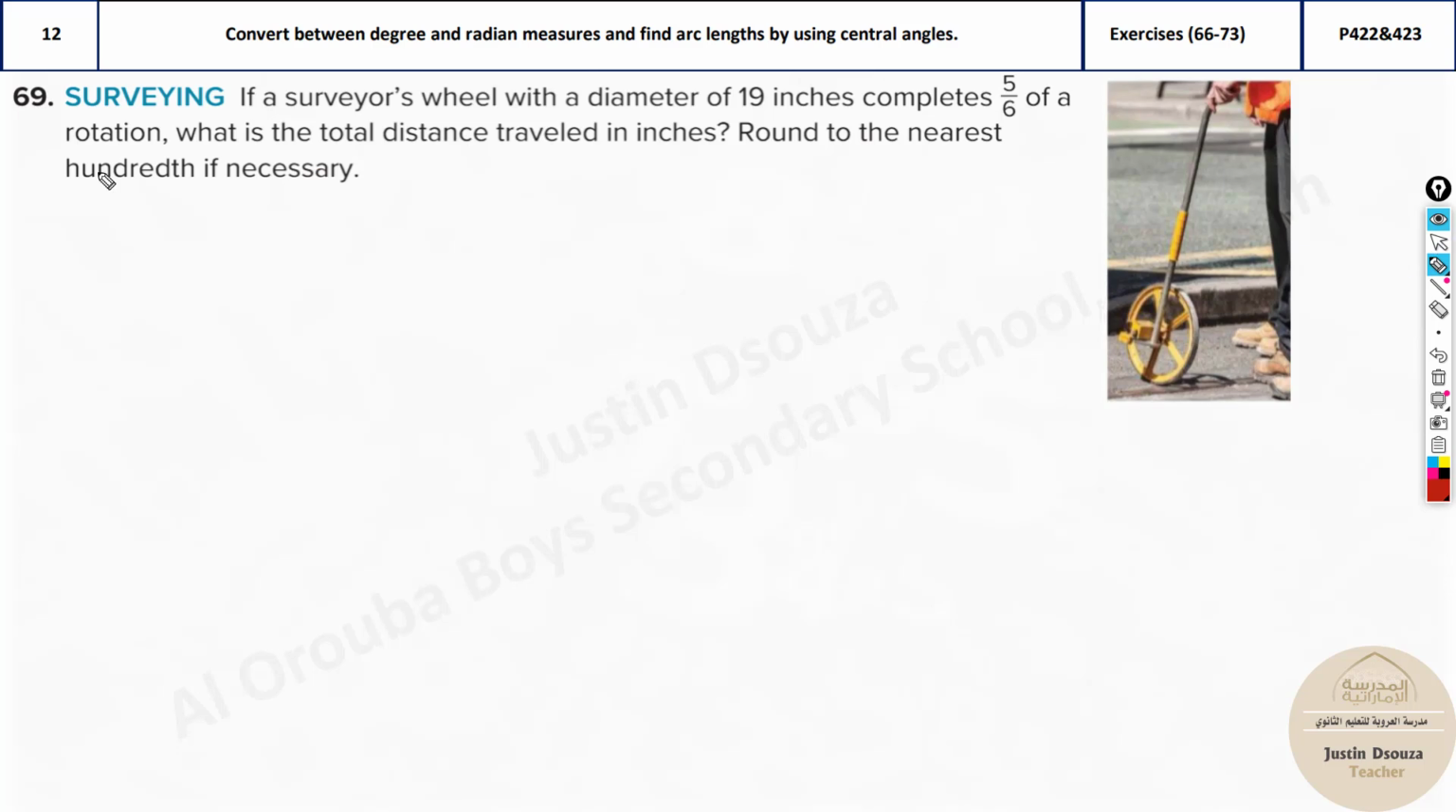Let's write it out over here. S equals r theta. But the radius is not given. The diameter is given. So diameter is equal to 2 times the radius, or radius equals diameter by 2. That is 19 divided by 2. So here to find S, you have 19 by 2. That's the radius. What about the theta? We know it completes 5/6 rotation. 5/6 of a rotation. That means it's not full rotation.